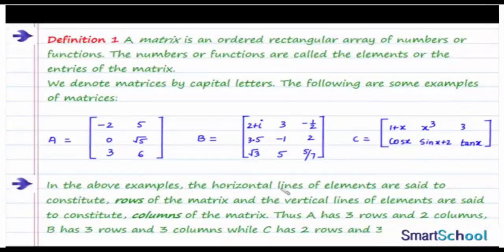In the above examples, the horizontal lines of elements are said to constitute rows of the matrix, and the vertical lines of elements are said to constitute columns of the matrix. So in these examples, the horizontal lines are the rows, and the vertical lines are the columns. Thus, matrix A has 3 rows and 2 columns. B has 3 rows and 3 columns, while C has 2 rows and 3 columns.